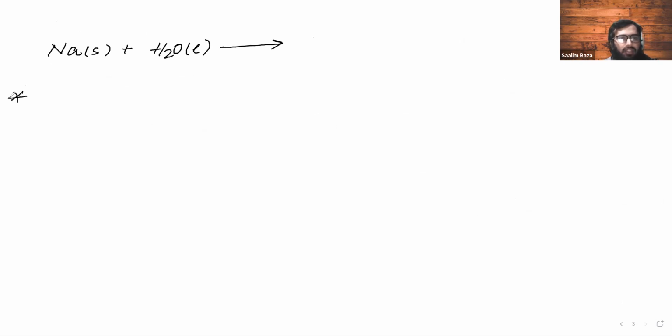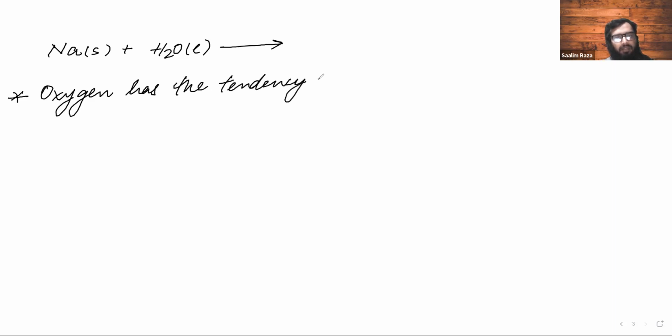The only assumption that I am asking you to make is this statement: oxygen has the tendency to attract electrons. Other things you know already. You know about sodium metal, Na. It has a tendency to lose an electron, so it will become Na positive. Why positive? Because it loses an electron.